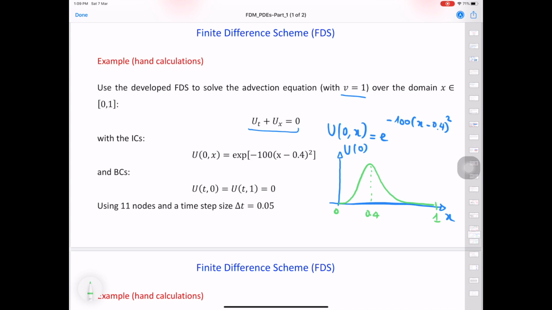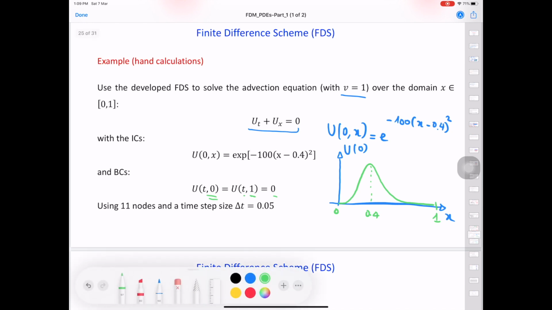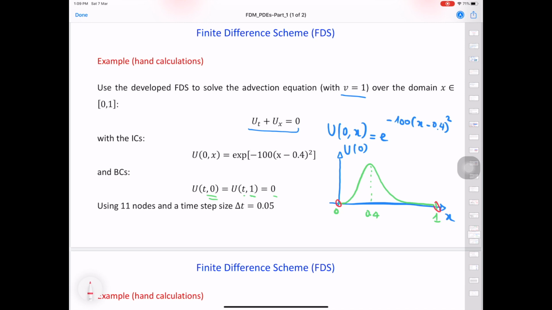Now the boundary conditions: at any time, when x is equal to 0, the concentration is equal to 0, and the concentration at any time when x is equal to 1 is also equal to 0. So at the two boundaries, the concentration will be 0 at any time, not only at the initial time t equal to 0.